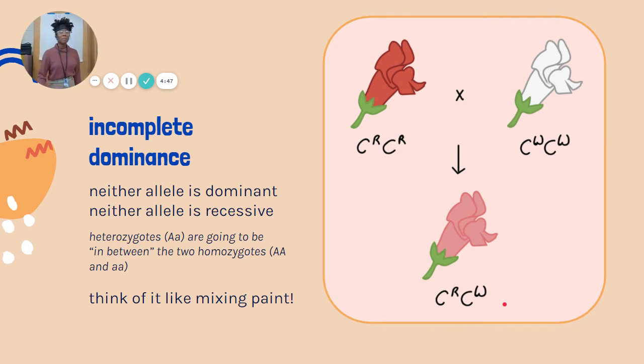So think of it like mixing paint. The red isn't completely dominant and the white isn't completely dominant. They're both equally dominant, which means they're going to mix together like paint.